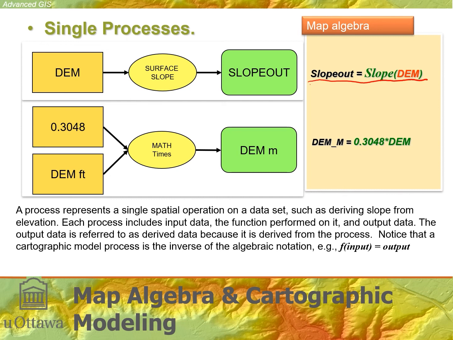To multiply a raster by a constant value, let's say to turn feet into meters, we would have to say this type of single process in cartographic modeling. 0.3048 would be an input to times, and DEM in feet would be the other input. Times equals DEM in meters. And clearly that is a much larger construct visually and in terms of time than simply saying DEM underscore meters is the output, equal to some number times an input layer called DEM, or raster variable called DEM. And we'll see many examples of these.